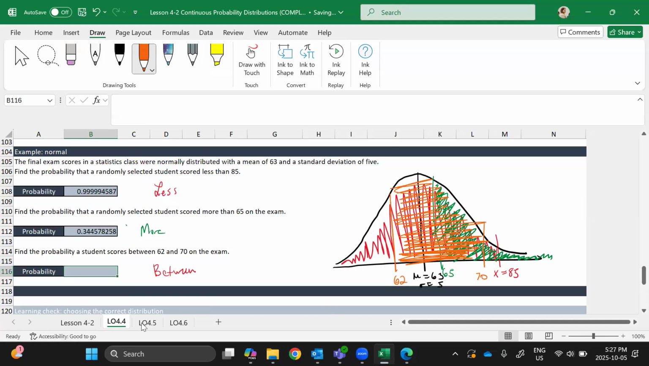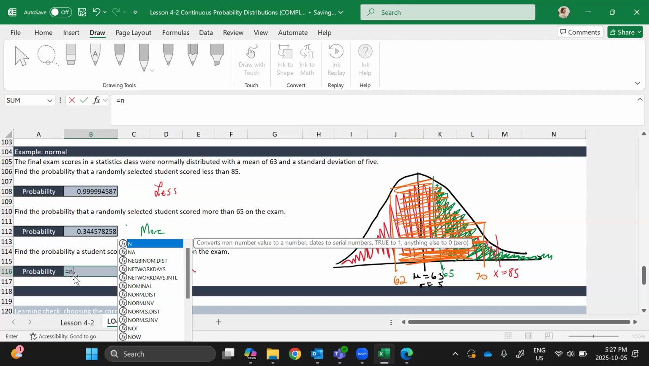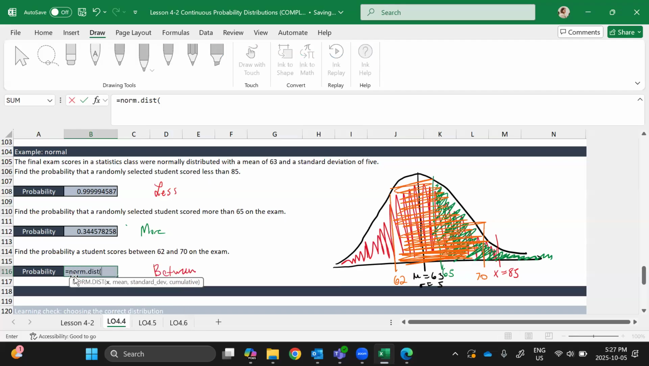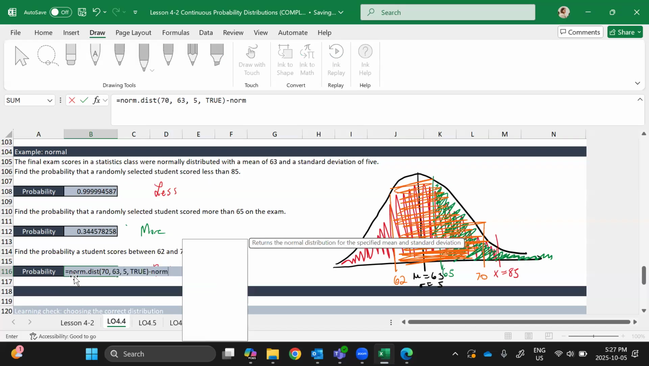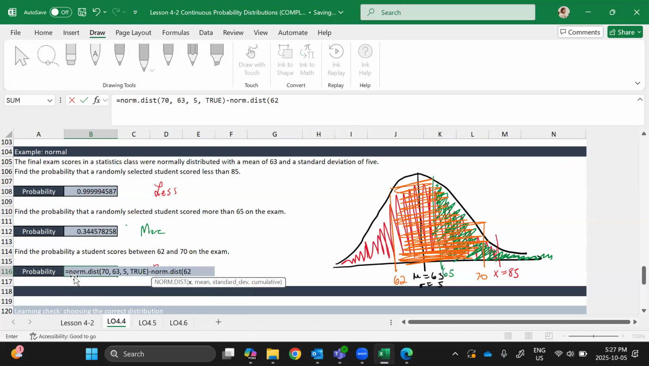For any between questions for the normal distribution, how you answer them is you use norm.dist for the bigger value first, and then you subtract norm.dist for the smaller value, 62. The mean is still 63, standard deviation is still 5. And that's how you'll always do between questions.